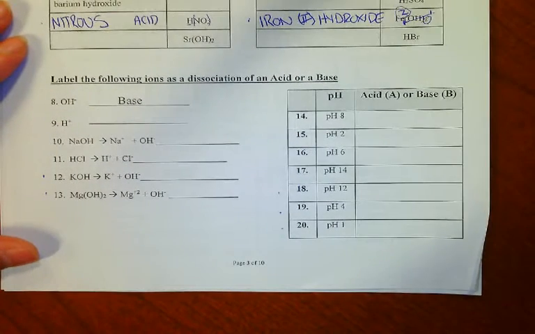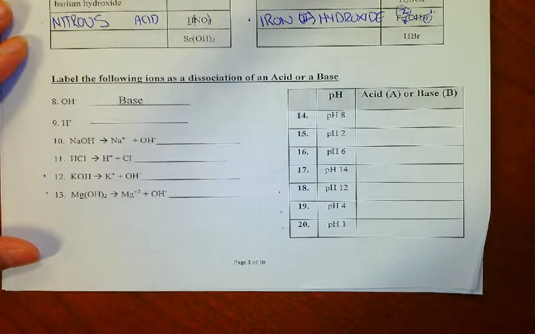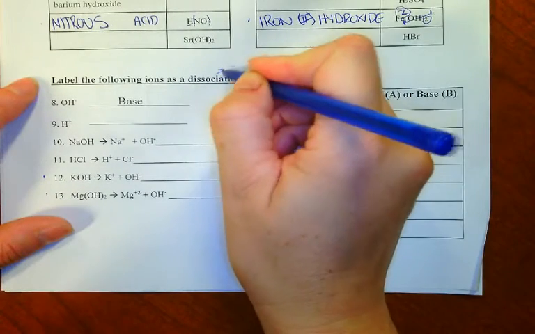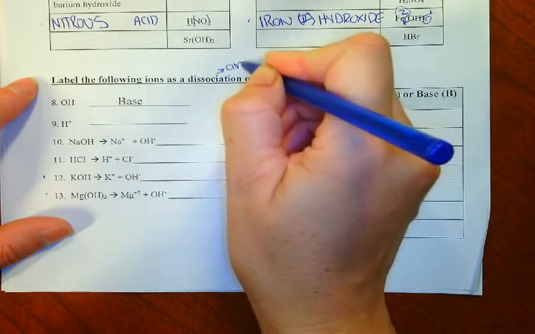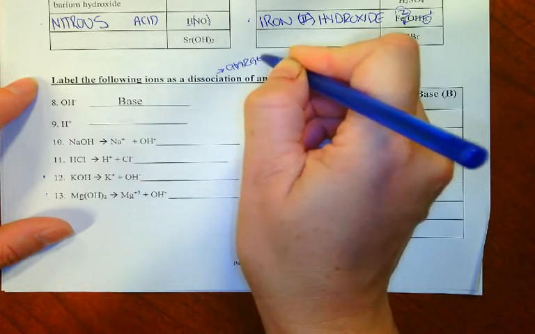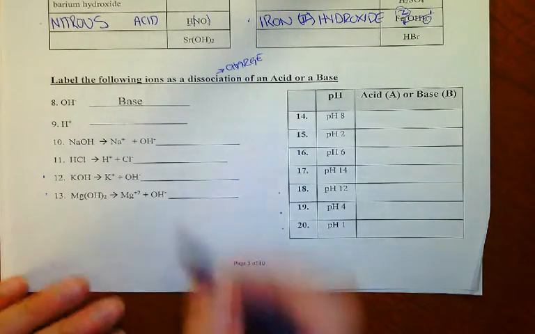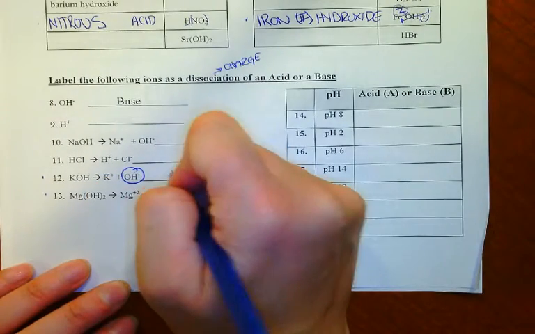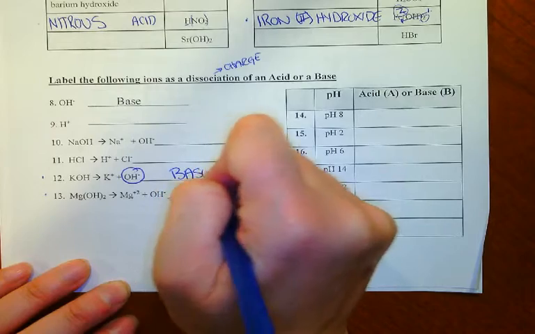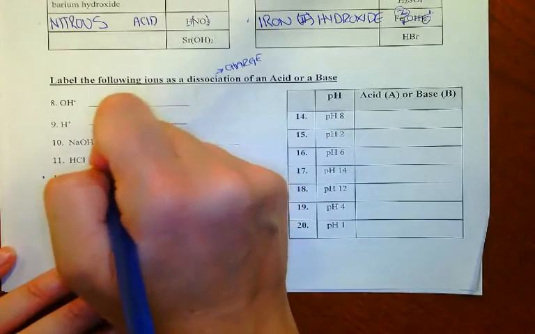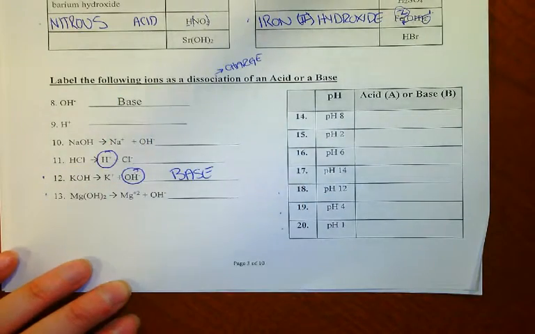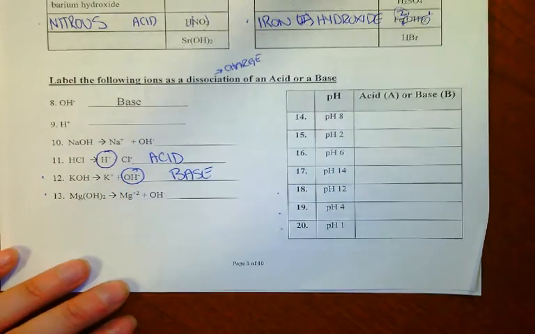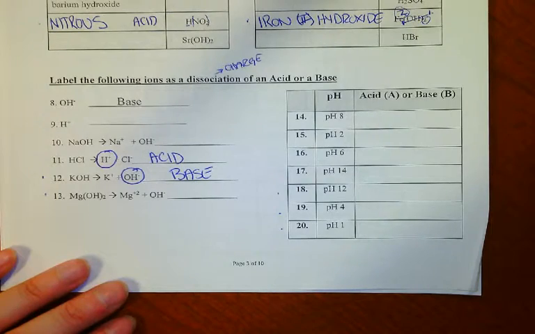Looking down on the bottom half of this worksheet, we're trying to decide if this is a dissociation of an acid or a base. Remember, dissociating is dissolving with a charge, which means it's an electrolyte. So the key thing to look for would be the hydroxide ion tells me it's a base. Okay? A hydrogen ion or a proton like that tells me it's an acid. Okay, so that's what we're looking for.